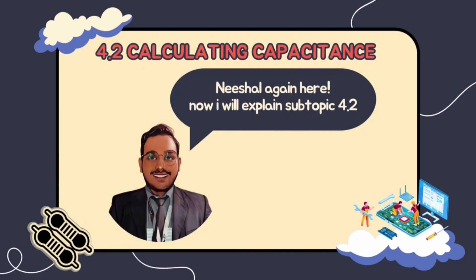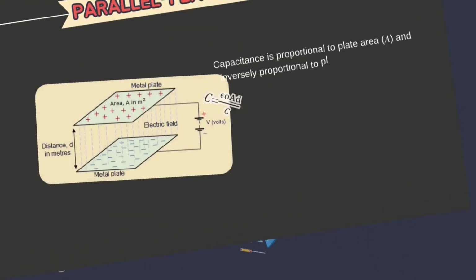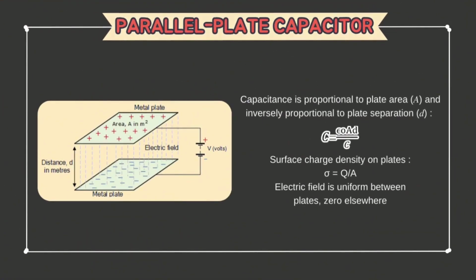4.2 Calculating capacitance. There are several ways to calculate capacitance, depending on the type of capacitor. We have parallel plate capacitor, cylindrical capacitor, and spherical capacitor. The formulas used vary depending on the type of capacitor. For example, for the parallel plate capacitor, the capacitance is proportional to the plate area and inversely proportional to the plate separation, where the electric field is uniform between plates and zero elsewhere.